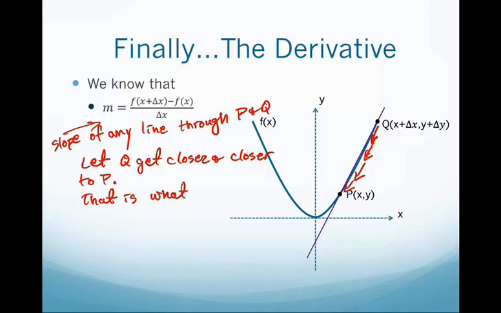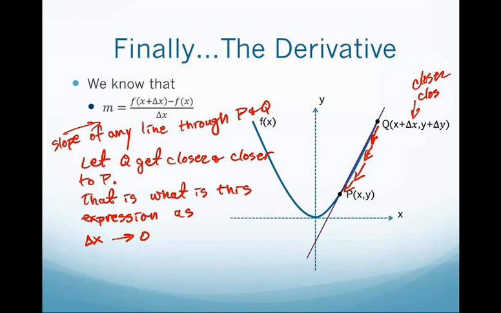That is, what is this expression as delta x approaches 0? That's essentially what we're doing. Right? We're bringing Q towards P, and we're going to say, all right, let's let this piece here get closer and closer to 0. Right? As this gets closer and closer to 0, then Q is getting closer and closer to P.